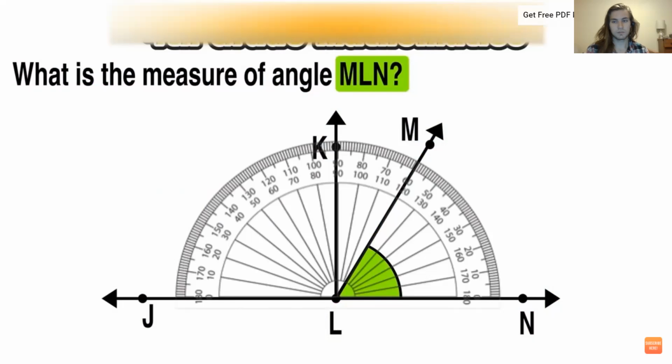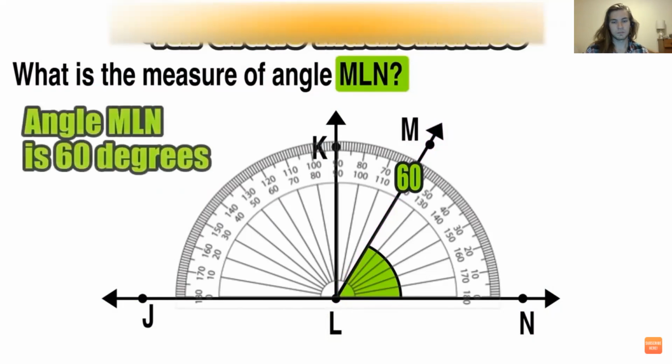So now we can use the top ray, in this case the line that starts at point L and goes through point M, and see what measurement it is aligned with on the protractor. So the protractor shows us that angle MLN has a measure of 60 degrees. So our conclusion is that angle MLN is 60 degrees, and we are finished with this question.